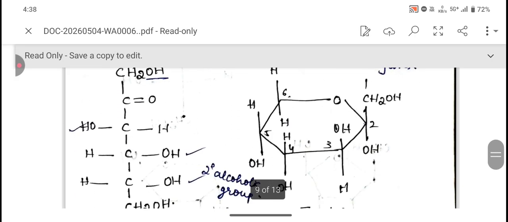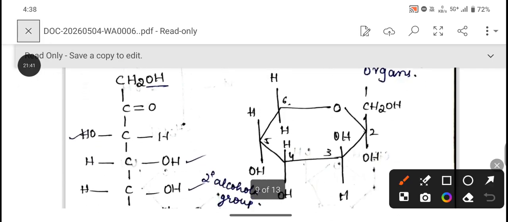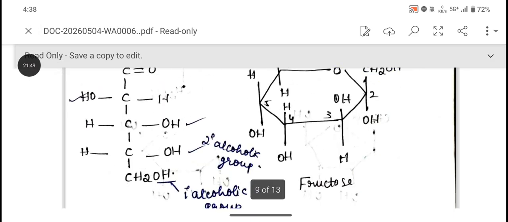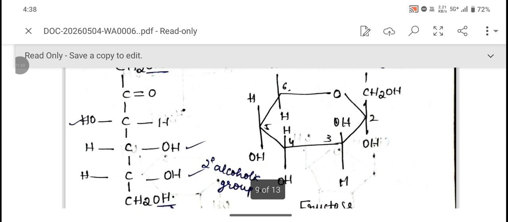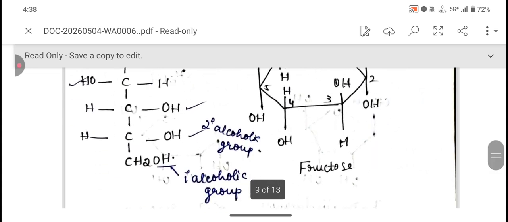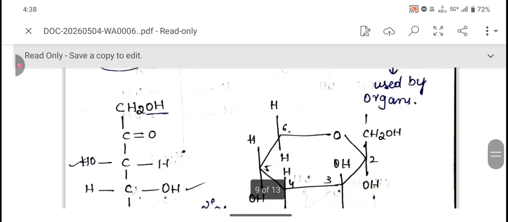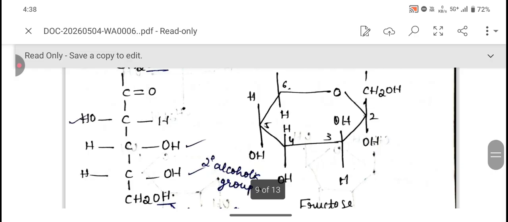So this is the structure of fructose. If you can see, there is no aldehyde group, only a keto group is present in the structure of fructose, and it consists of CH2OH at the top and bottom, and here is the hydroxy and hydrogen group arrangement. So these are the alcoholic groups, primary and secondary. Based upon this, anomers will be formed, anomeric rings will be formed. So this is one ring structure for the fructose.